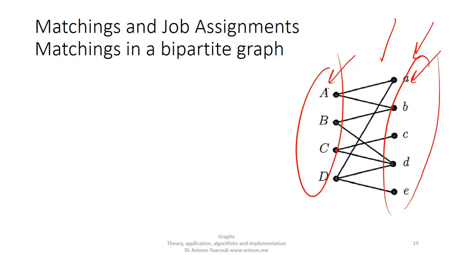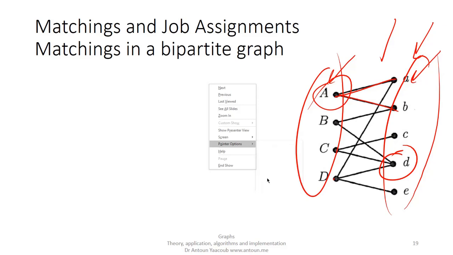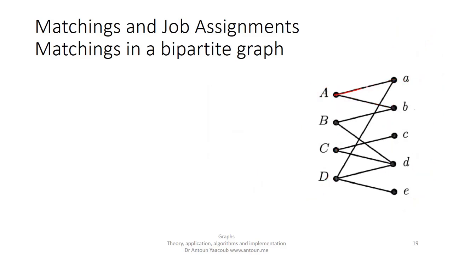The degree of V, for example 2, the degree of A, indicates how many jobs the applicant represented by V is qualified to do. A is qualified to do 2 jobs, D is qualified to do 3 jobs. The other way, the degree of vertex W shows the number of qualified applicants for this job. So we can find a matching. Let's try to find a matching here. For example, I can match A to a, B to b, C to c, and D to d. This is one matching.